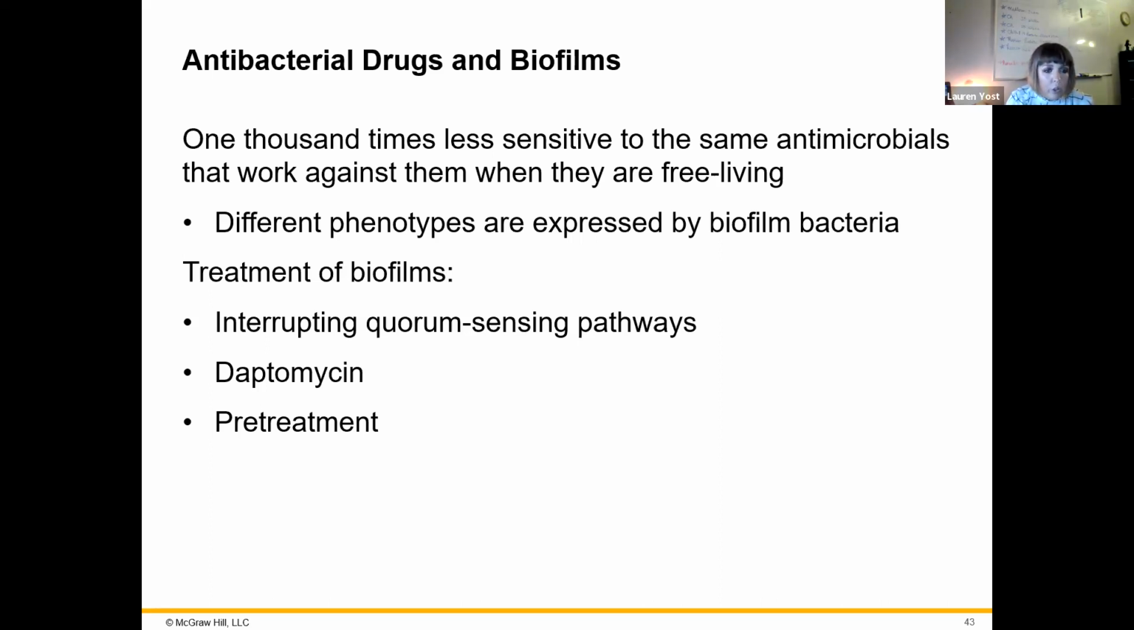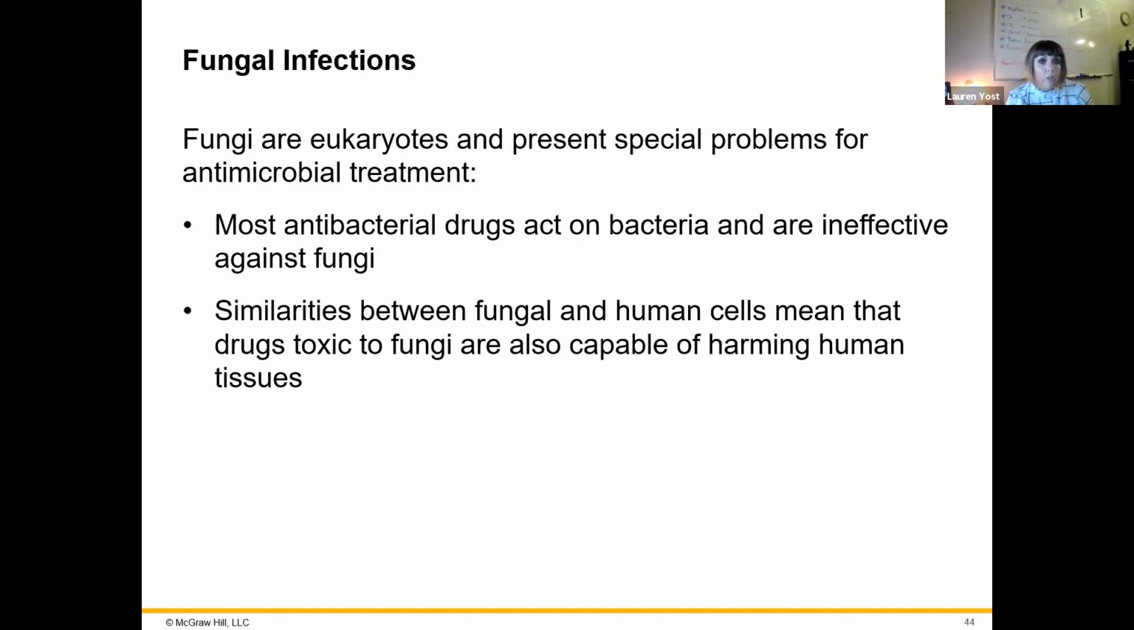That's the ability of the bacteria in the actual biofilm to communicate with one another. And then we will also treat with daptomycin because most of these organisms typically have a membrane. And then we have pre-treatment: if you are going to receive something like a pacemaker that could develop a biofilm on it, you pre-treat with a medication so that you don't develop the biofilm.